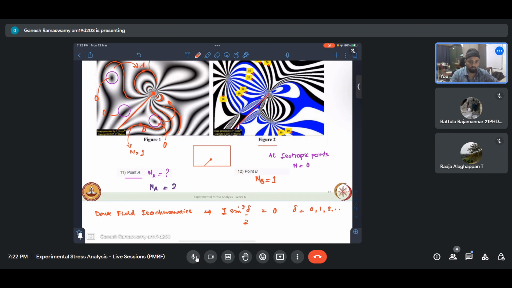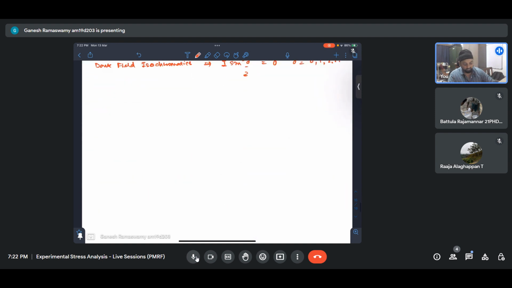So what were the things that we required in order to find this out? Knowledge of isotropic points, which we got from isoclinic data. And we know that it is dark field isochromatics.